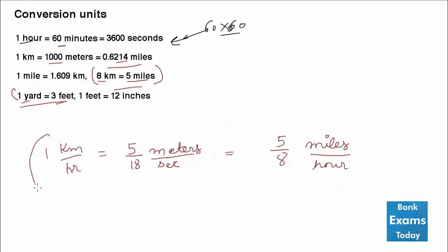So learn this. 1 kilometer per hour is equal to 5 over 18 meters per second, and it is also equal to 5 over 8 miles per hour.